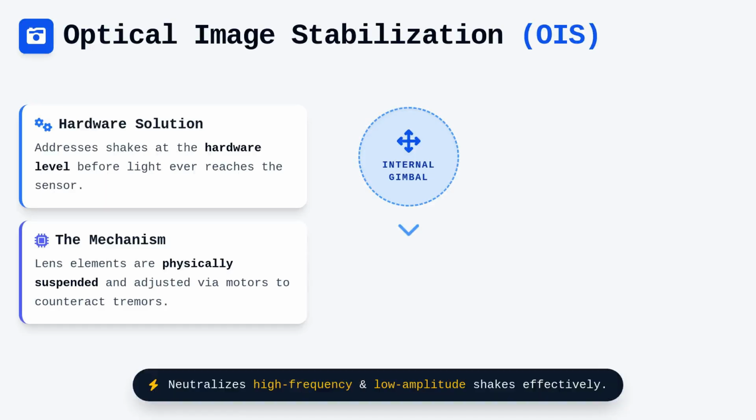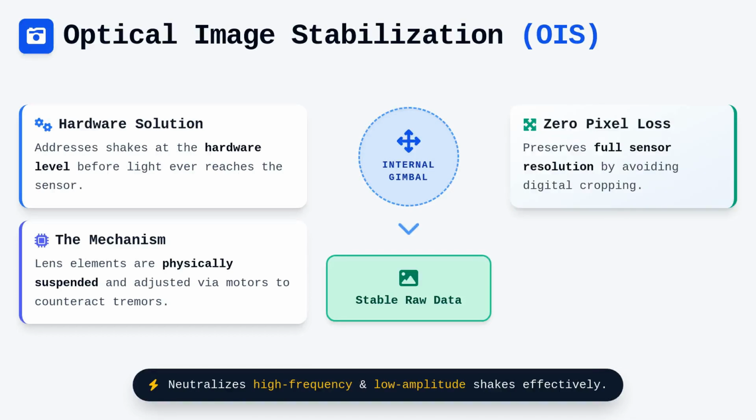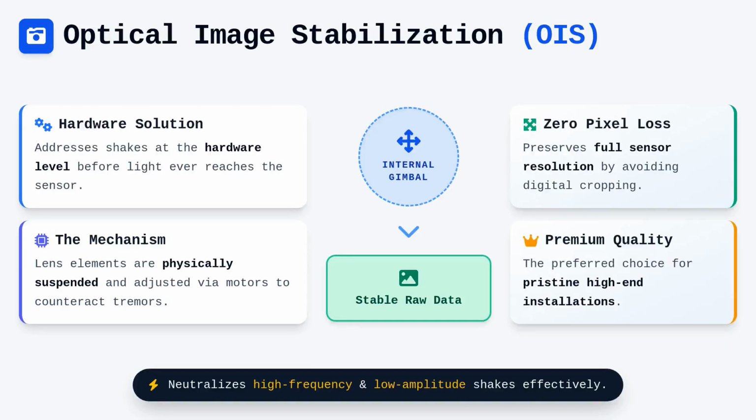Because the compensation happens physically, the raw image data arriving at the sensor is already stable. This is a significant advantage because it preserves the full resolution of the sensor, as we are not sacrificing any pixels to perform a digital transformation. For high-end installations where every pixel must be pristine, OIS is usually the preferred, albeit more expensive, choice.